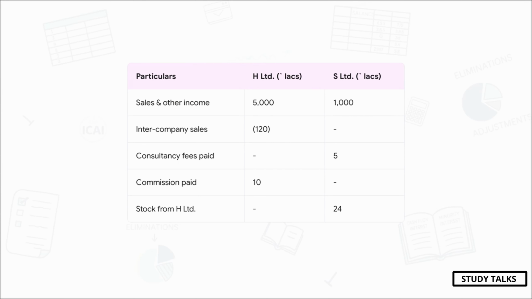To really get this down, we're going to work through a practical problem, Illustration 15 from your material. Think of this as your exam question for right now. We've got H Limited, the holding company, and S Limited, the subsidiary, and a whole bunch of transactions between them. This is exactly the kind of setup you're going to see on exam day.